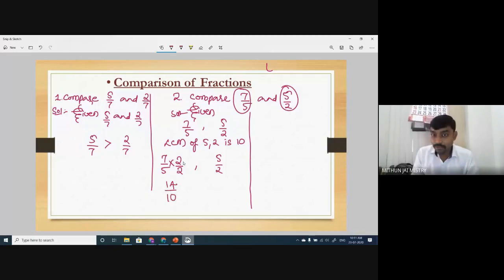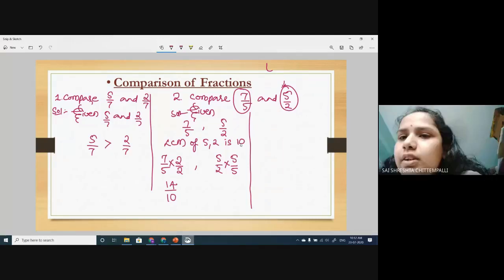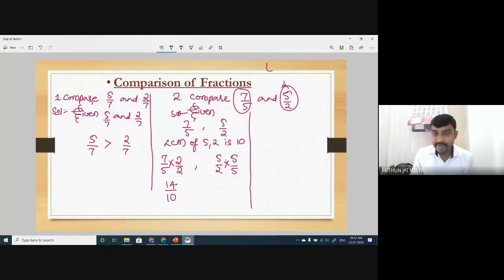Now have a look. 5 by 2, which was the given second fraction. Now this denominator 2 should become 10. When this 2 becomes 10, you multiply with 5. So 2 5s are 10. Now when you multiply the denominator with 5, compulsorily you have to multiply the numerator also with 5. And what will you get here? 5 into 5, the numerator, is 25. So 25 by 10.